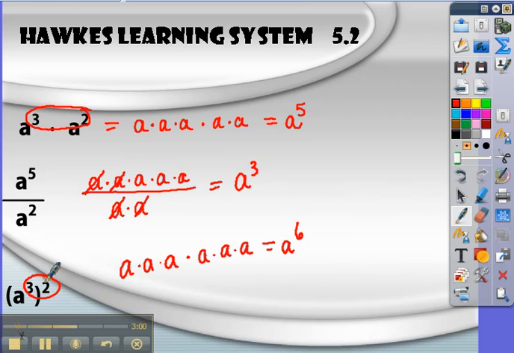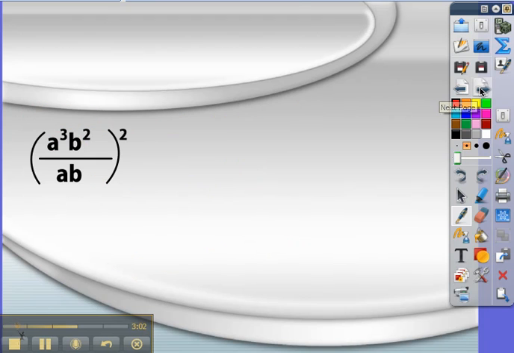Okay, here I have one. I tried to pick some that are a little bit more complex. Hopefully the easier ones you're okay with. On this one, I have a cubed b squared all over ab, and everything is being squared. So the first thing that I'm going to do is go through and I'm going to square everything. Remember, power to a power, I multiply. So it'll end up being an a to the 6th and a b to the 4th. And on the bottom, everything gets taken to the 2nd power there.